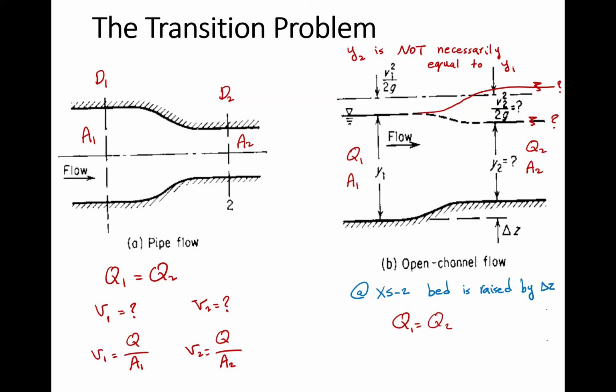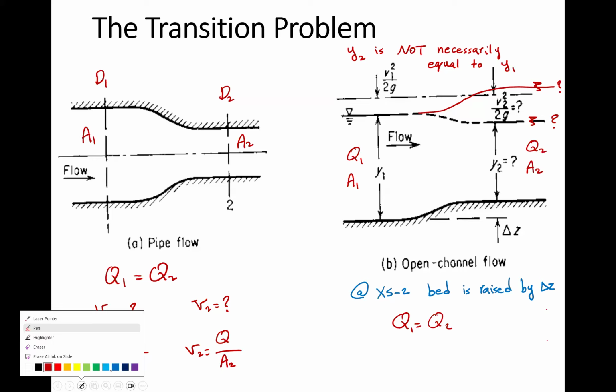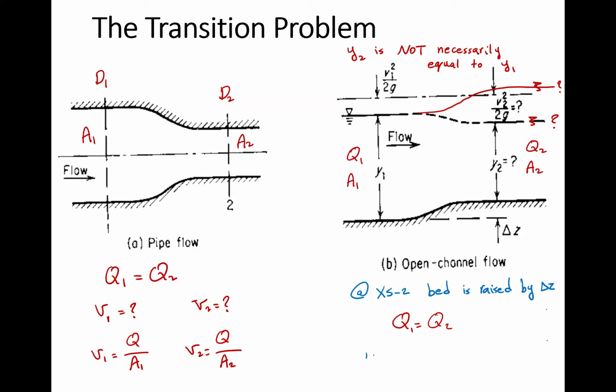So as a result, if I don't know where the cross-section of the flow will be in section 2, then I don't know what A2 will be. So I don't have A2. If I don't have A2, then I don't have Y2. If I don't have Y2, then I cannot calculate V2, unlike the pressurized flow, the pipe flow.